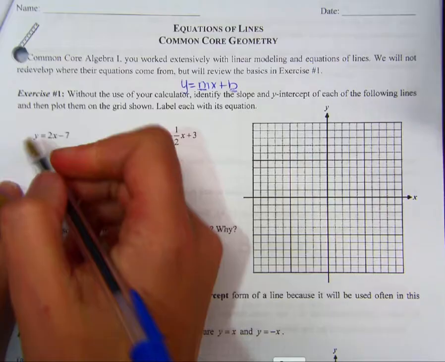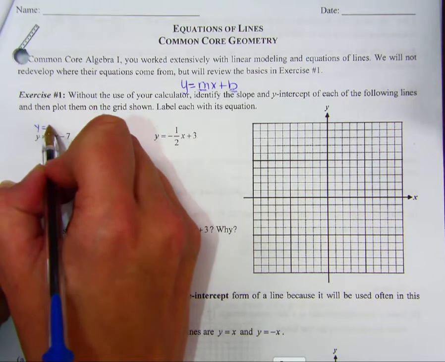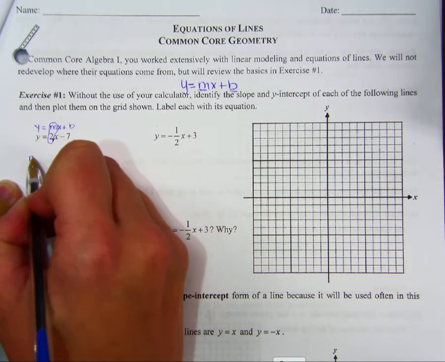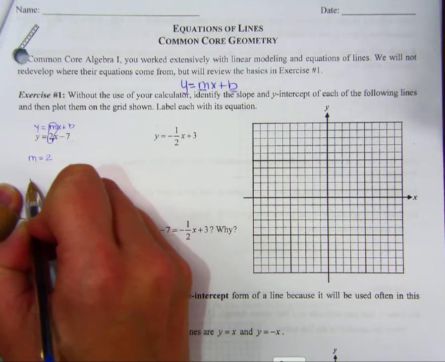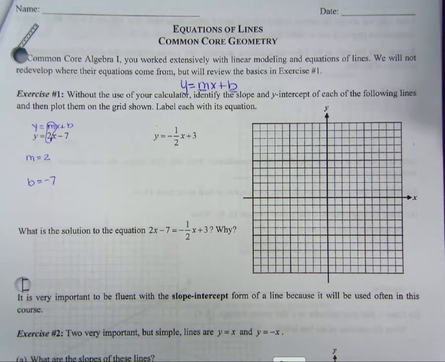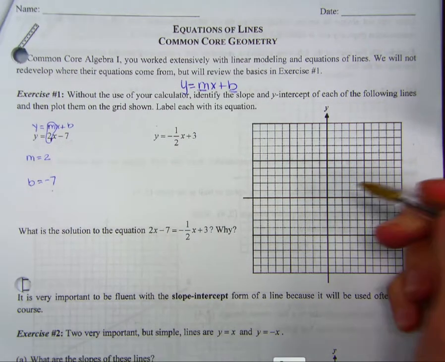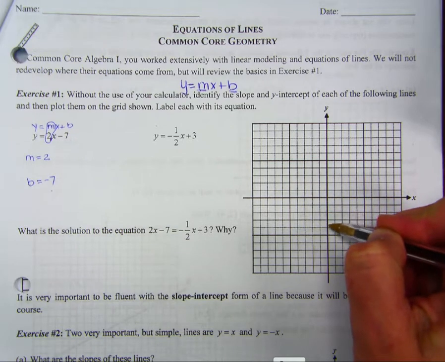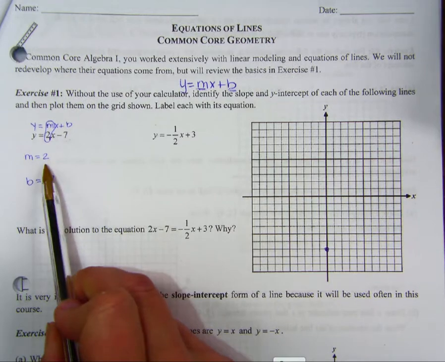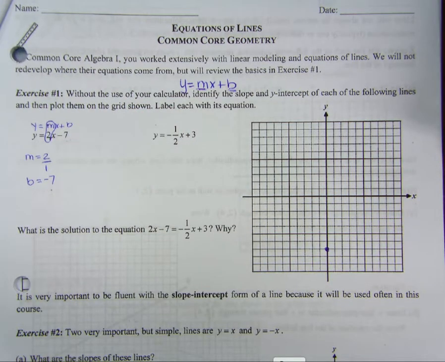So the first one, we have y equals 2x minus 7. If we think y equals mx plus b, the 2 is going to be our slope, and our y-intercept is going to be negative 7. To graph this, I know the graph is going to hit the y-intercept at negative 7. So on the y-axis, I'm going to put a dot at negative 7. And then from there, my slope is 2, and slope is always rise over run, so I'm going to turn it into a fraction, 2 over 1.